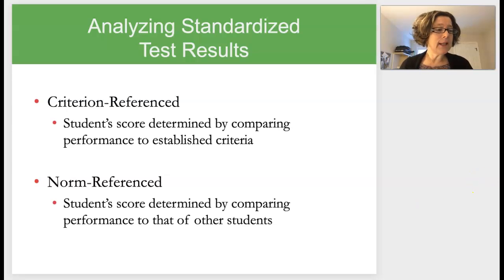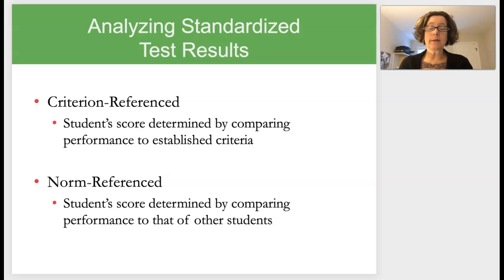Before we jump into the debate around standardized tests, let's define some terms and figure out what we are talking about when we talk about standardized tests. Let's look at the analysis of standardized test results. There are criterion referenced standardized tests, and then there are norm referenced standardized tests. Criterion referenced is where the student's score is determined by comparing performance to established criteria.